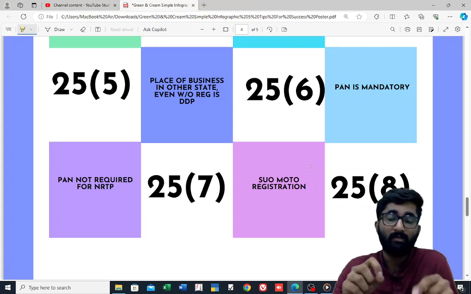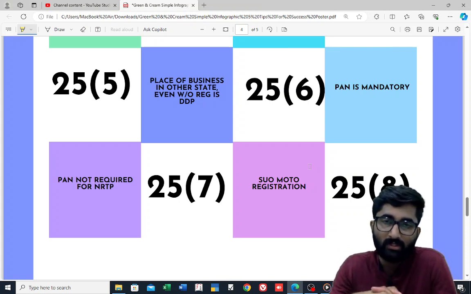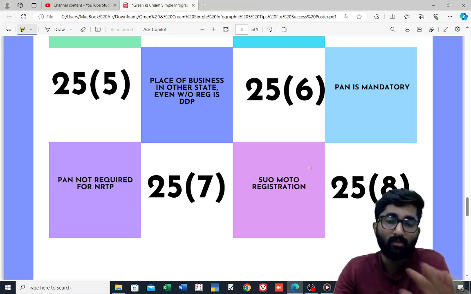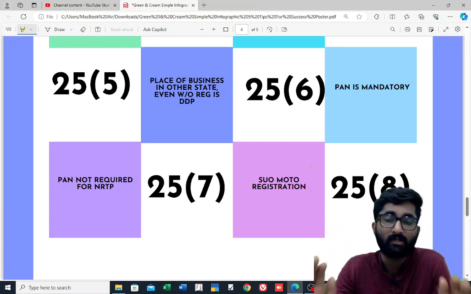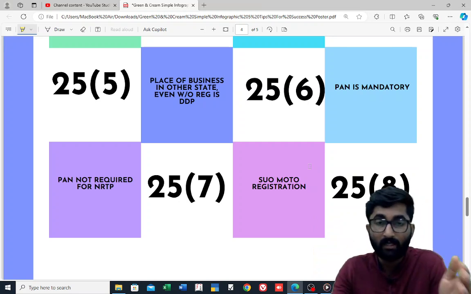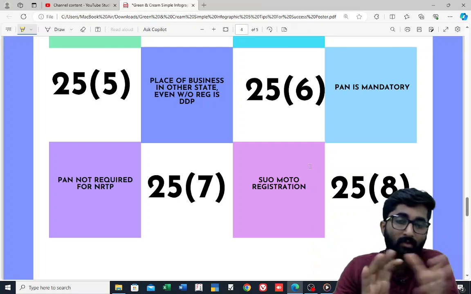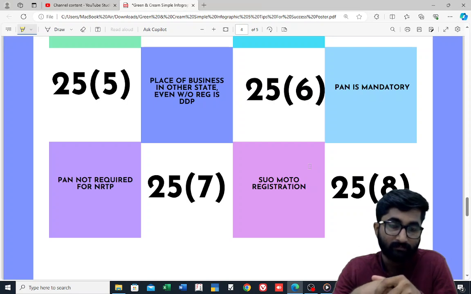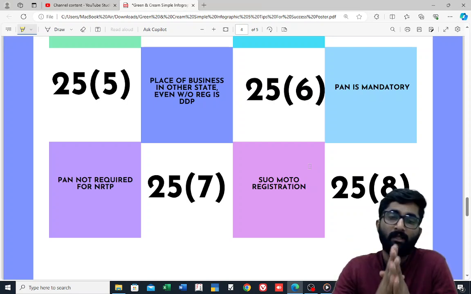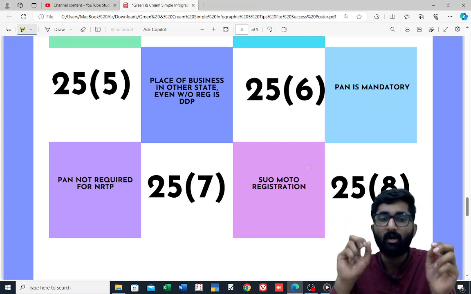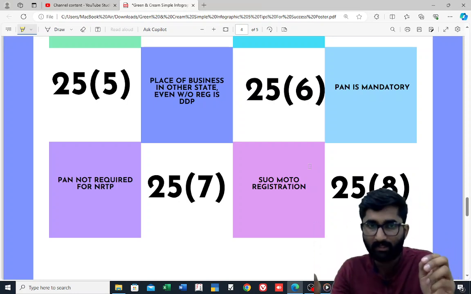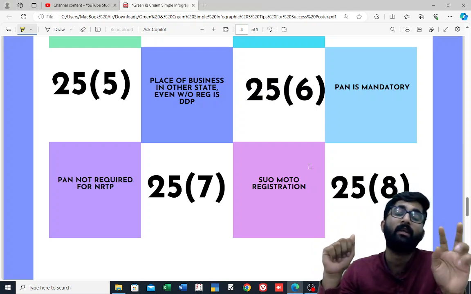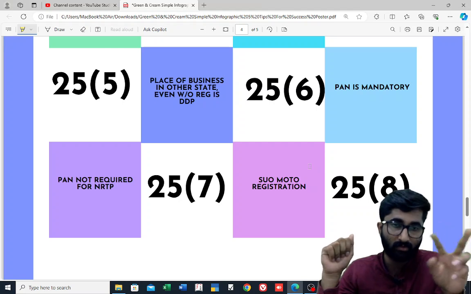Later, section number 25 subsection 8 talks about suo motu registration, in which a person who is liable under section 22 or 24 has not applied for the registration, then the proper officer on his own motion will apply for registration and will send the notice to the taxable person. On receipt of this notice, the taxable person has two options. Option number 1, to apply for registration. If he applies for registration, case is closed. If he doesn't apply for the registration, then he has to go for appeal within 90 days.